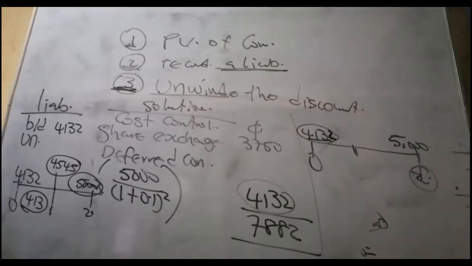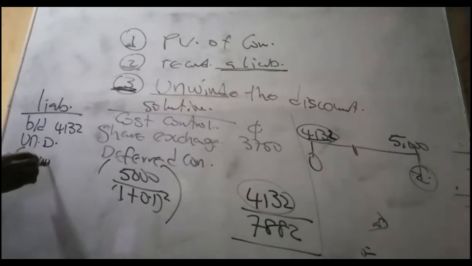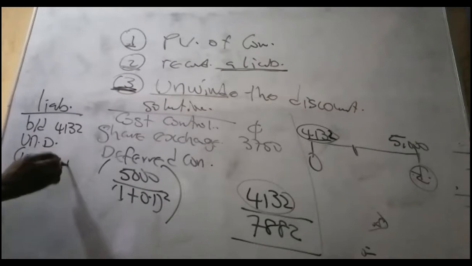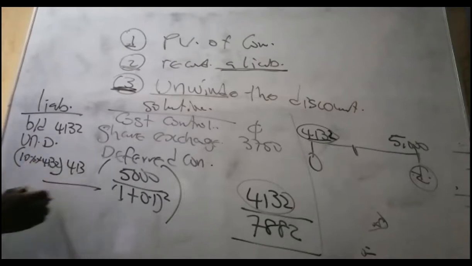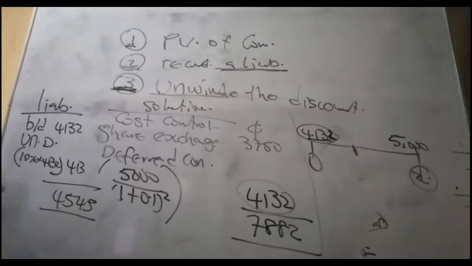Perfect. So basically, that is it. Let's continue the game. Find the unwinding of the discount. Take 10% times 4,132, you get 413. You add, you get 4,545. And that will be the balance carried down, the liability at the end. We are done.